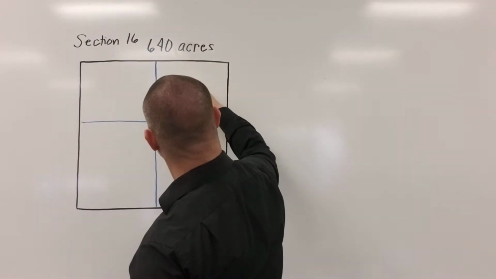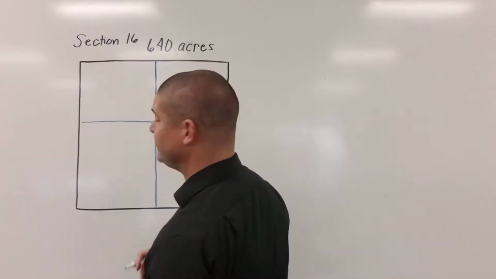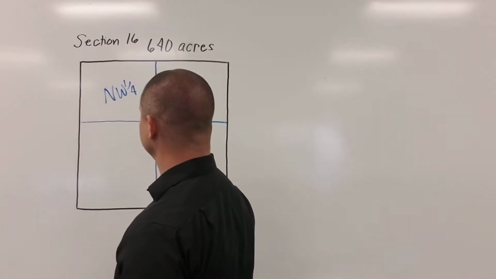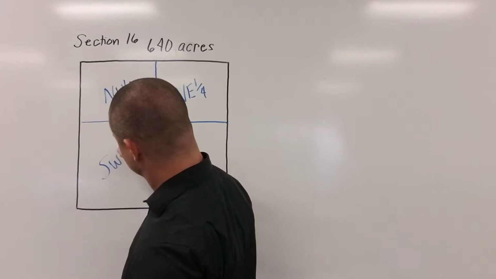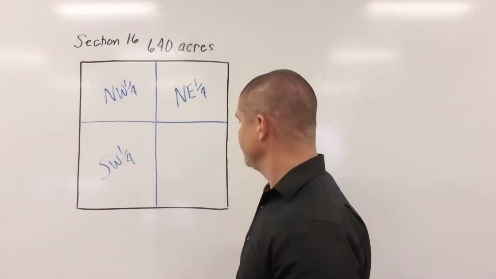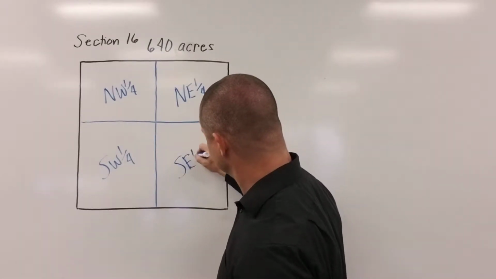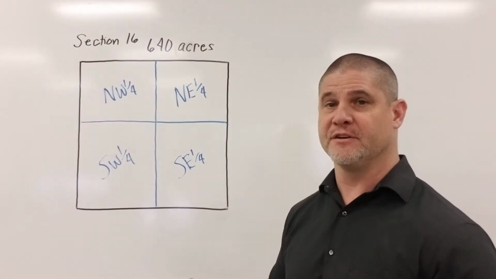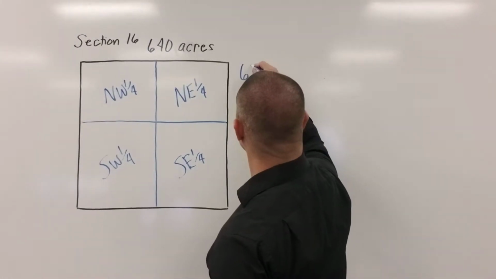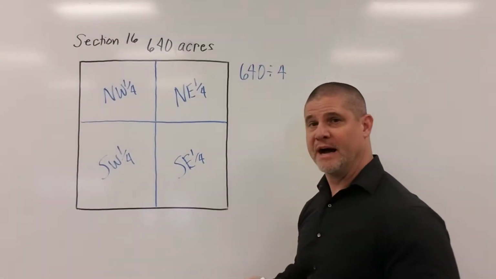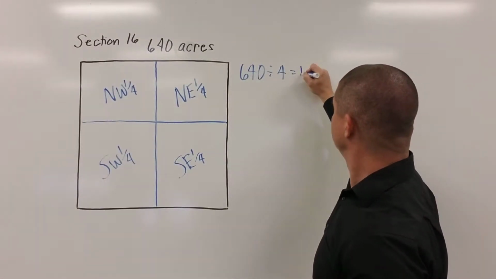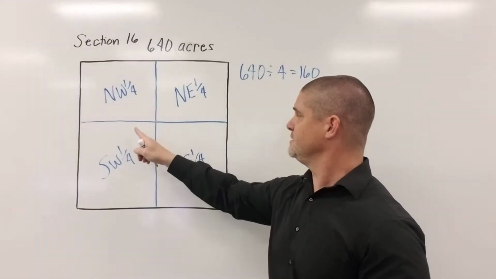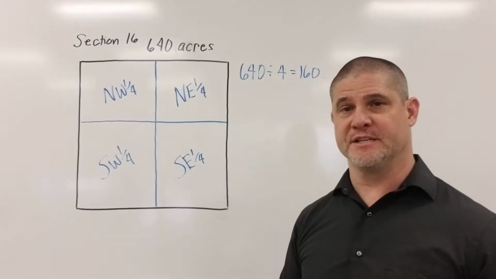This is going to be the northeast quarter. This will be the northwest quarter. This will be the southwest quarter. And then finally, the southeast quarter. Now, after we divide these all out, we're going to take 640 and divide that by 4, and that's going to equal 160 acres. So each portion of this represents 160 acres.